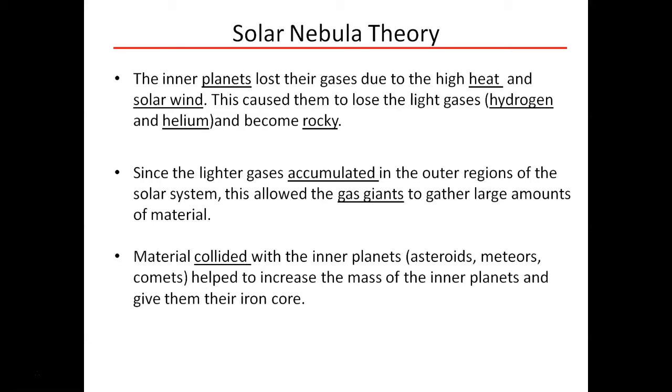These other gases are pushed out due to the solar winds, and they're intercepted mainly by the first gas giant that we have, Jupiter, and that's why Jupiter is so large. But at the same time, the attraction of gravity brings in other material, the rocky material, and this is accumulated to help the inner planets gather mass so that they can become larger.